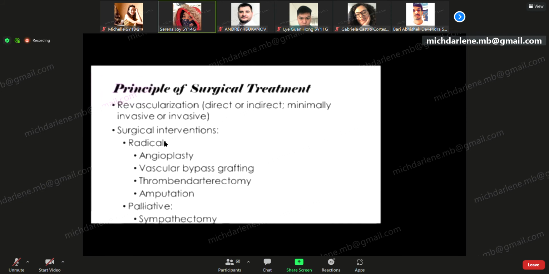Principles of surgical treatment of thromboangiitis obliterans. The first principle is revascularization, direct or indirect, minimally invasive or invasive. Surgical interventions, radical: angioplasty, vascular bypass grafting, thromboendarterectomy, amputation; and palliative: sympathectomy.